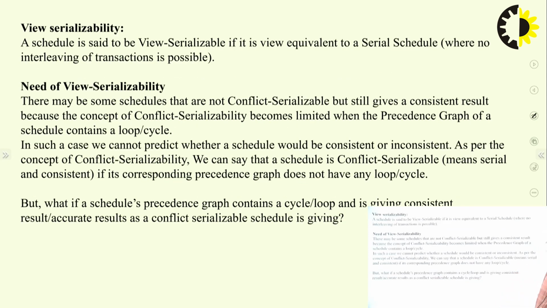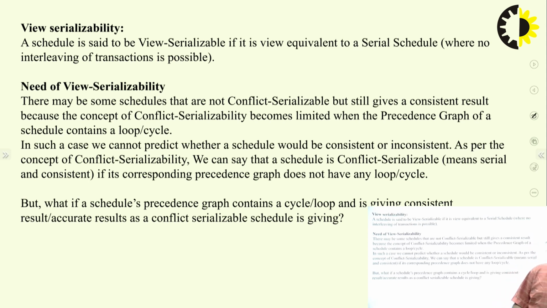View serializability. A schedule is said to be view serializable if it is view equivalent to a serial schedule, like we have in conflict serializability, where no interleaving of transactions is possible. Why do we need view serializability? There may be some schedules that are not conflict serializable but still give consistent results, because the concept of conflict serializability becomes limited when the precedence graph of a schedule contains a loop or cycle.